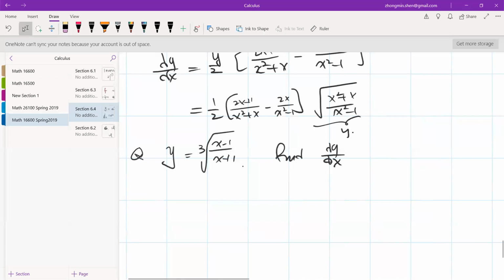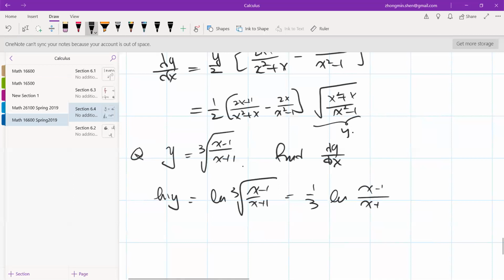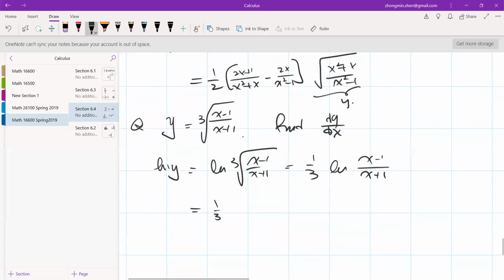Right, so let's do this problem, and the best way to do it is to put the natural log on both sides. Then this is 1/3, so you can take it out. And then you also can line up. Okay. So this is the natural log of y, right?